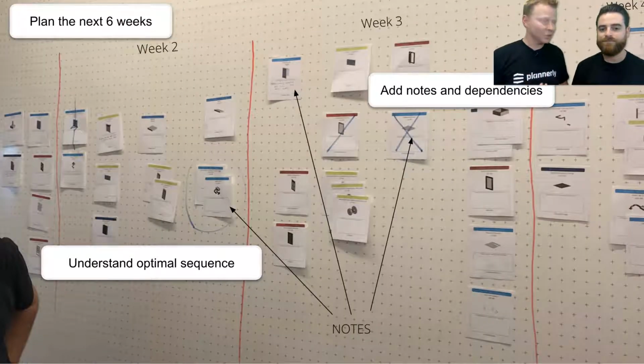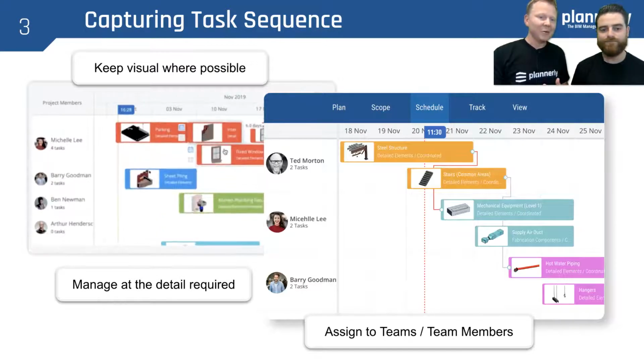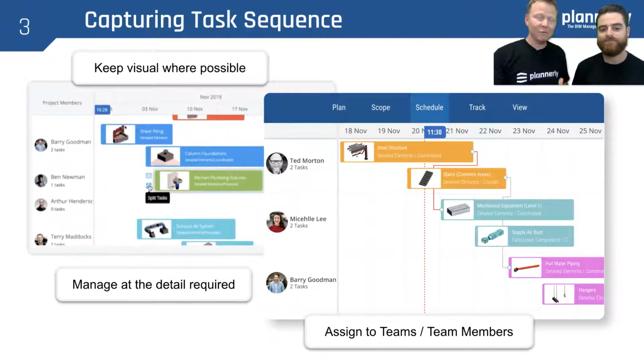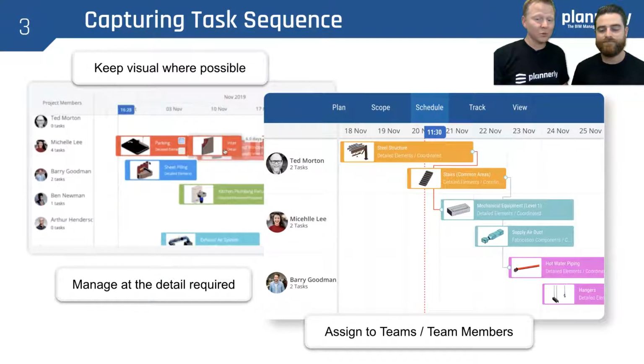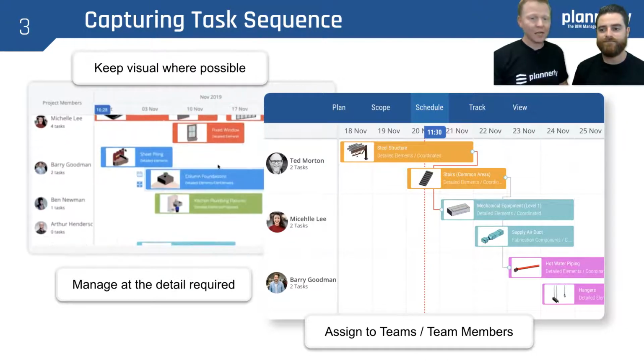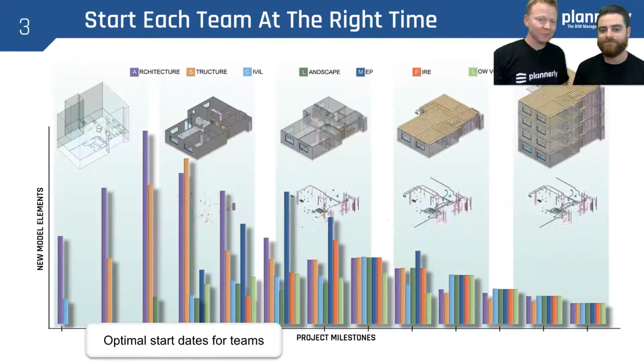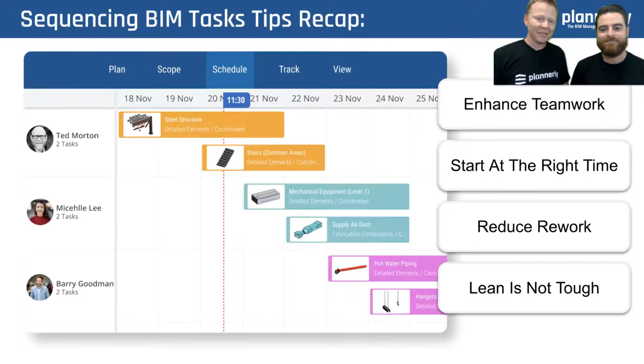The result usually is a 6-week look ahead that we can understand the dependencies and also understand the notes and the optimum sequence. And we can start to capture those in a visual way. And so we can start to identify where the critical dependencies are, and we can have those tasks assigned to team members as well. The result is we start each team at the right time. With the optimum start date, it means that we are not wasting people's time. We are reducing the amount of rework because they are putting something in the model at the right time in the right place. See me picking up the pace here.